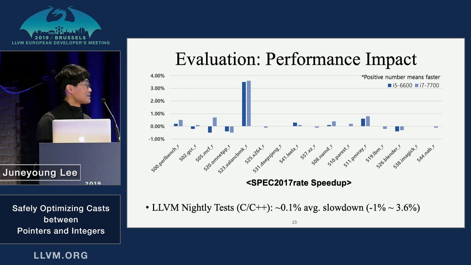For the nightly test, it had about 0.1% average slowdown for benchmarks which emitted different assembly from the baseline, and the spectrum was about 1% speedup to 3.6% slowdown. I think this is acceptable.